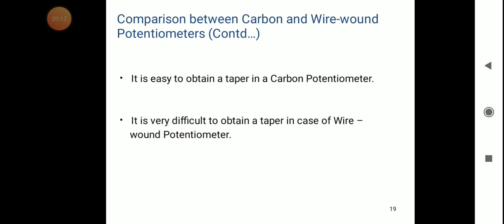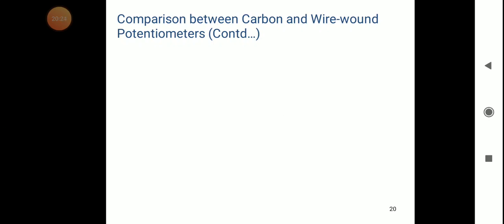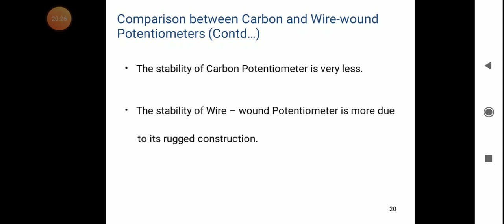It is easy to obtain a taper in a carbon potentiometer. It is very difficult to obtain a taper in case of wire wound potentiometer. You know, the taper means a movable contact on the surface of the carbon composition or wire wound. The stability of carbon potentiometer is very low. The stability of wire wound potentiometer is more due to its rugged construction.